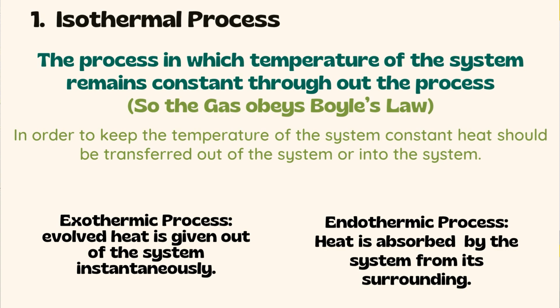So the gas obeys Boyle's law. In order to keep the temperature of the system constant, heat should be transferred out of the system or into the system. Based on this, it is further classified into two types, exothermic process and endothermic process. In exothermic process, evolved excess heat is given out of the system instantaneously. But in endothermic process, the heat is absorbed by the system from its surroundings. So in both cases, the temperature should remain constant.